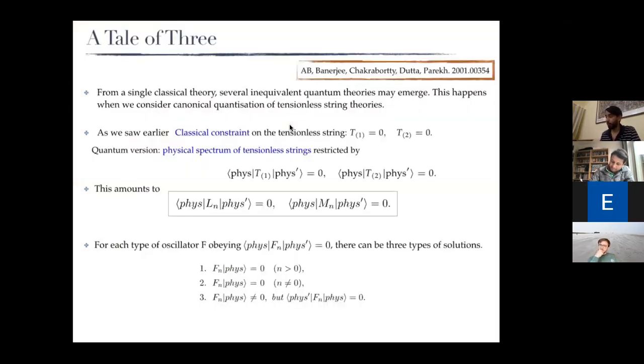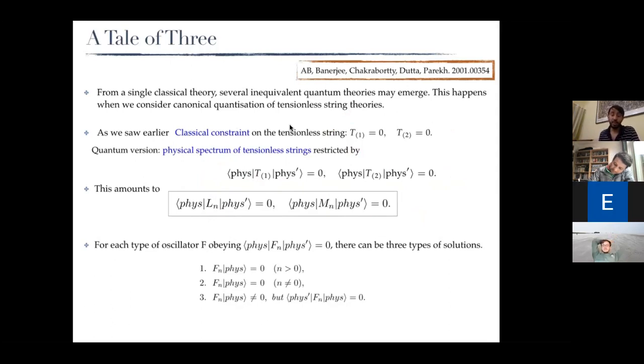And finally, what I wanted to say is that, as I was saying earlier, what can happen is from a single classical theory, you can have several inequivalent quantum mechanical theories that can emerge. So we did this and we looked at canonical quantizations of these tensionless string theories. You'd remember that these are the classical constraints, and quantum mechanically they boil down to the sandwich thing of T1 and T2. So this amounts to, if you wish, saying that these modes L_n's and M_n's between physical states will be equal to 0.